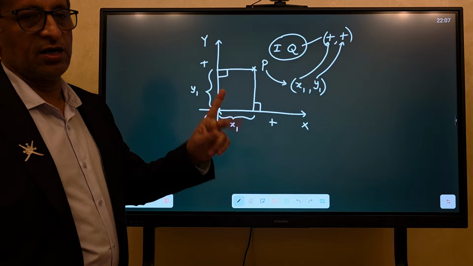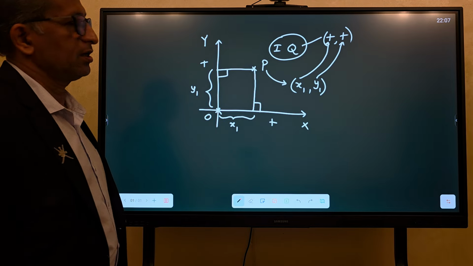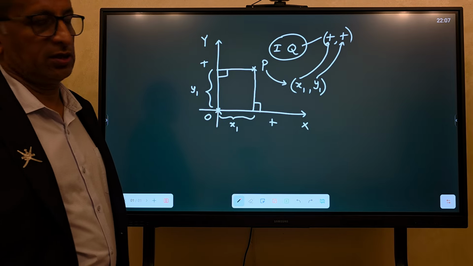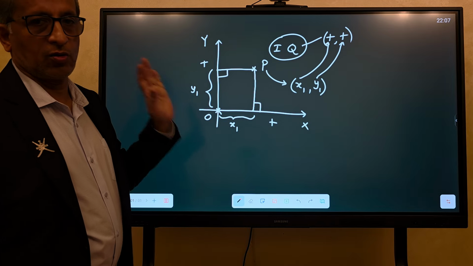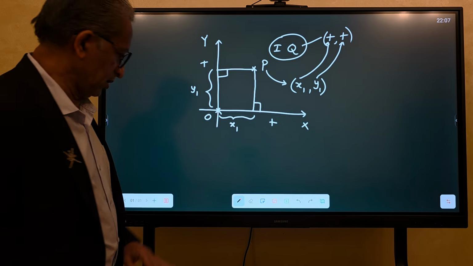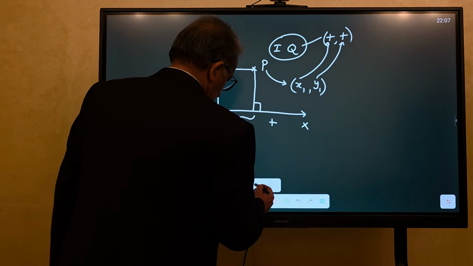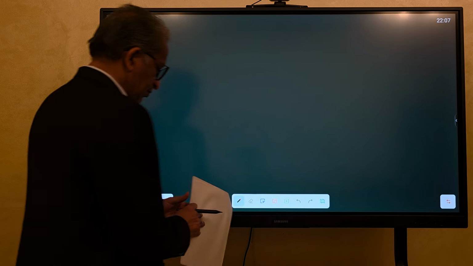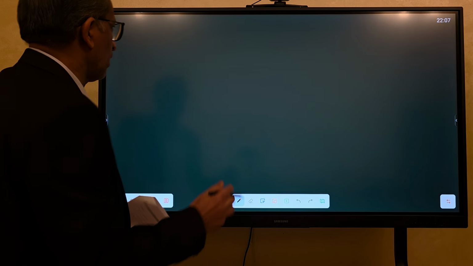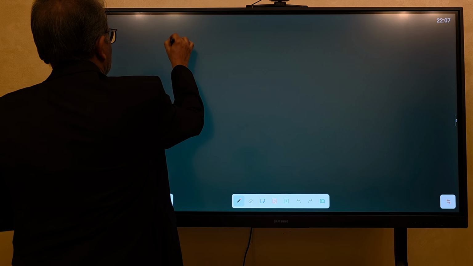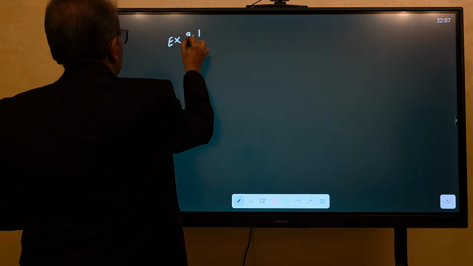So first x and then y. That is why it is called an ordered pair. This is all about the rectangular coordinate system. So based on this, let us solve examples in section 7.9.1, Exercise 9.1.